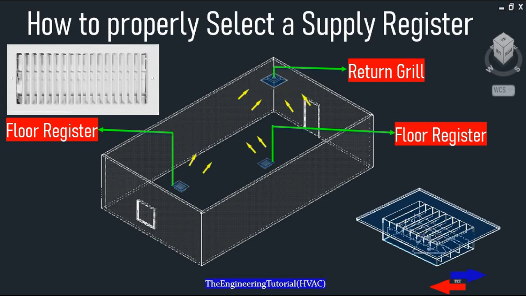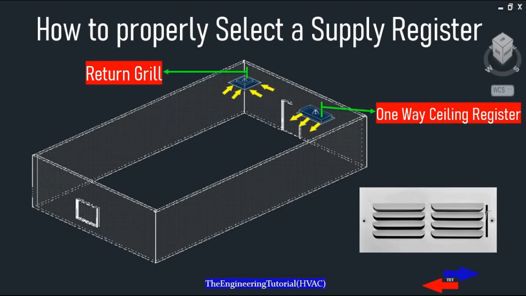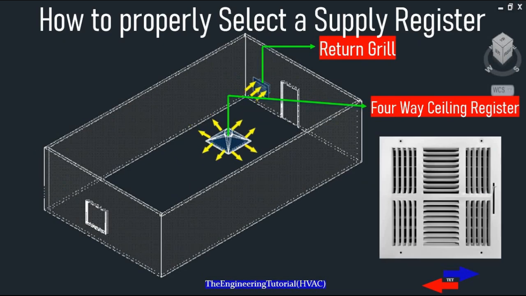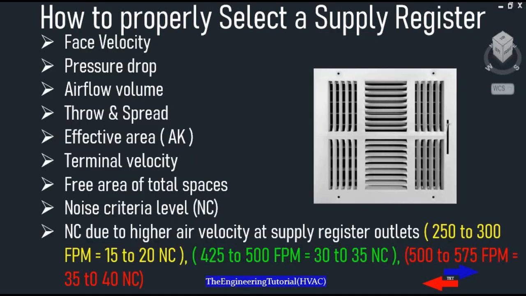There are multiple types of supply registers, such as floor register, one-way ceiling register, and three-way and four-way ceiling registers. When we try to specify supply registers, we need to first consider some important factors which play a very important role in the overall performance of supply registers. The first one is face velocity. When selecting the face velocity, we must consider the associated pressure loss that deals with each relative model.